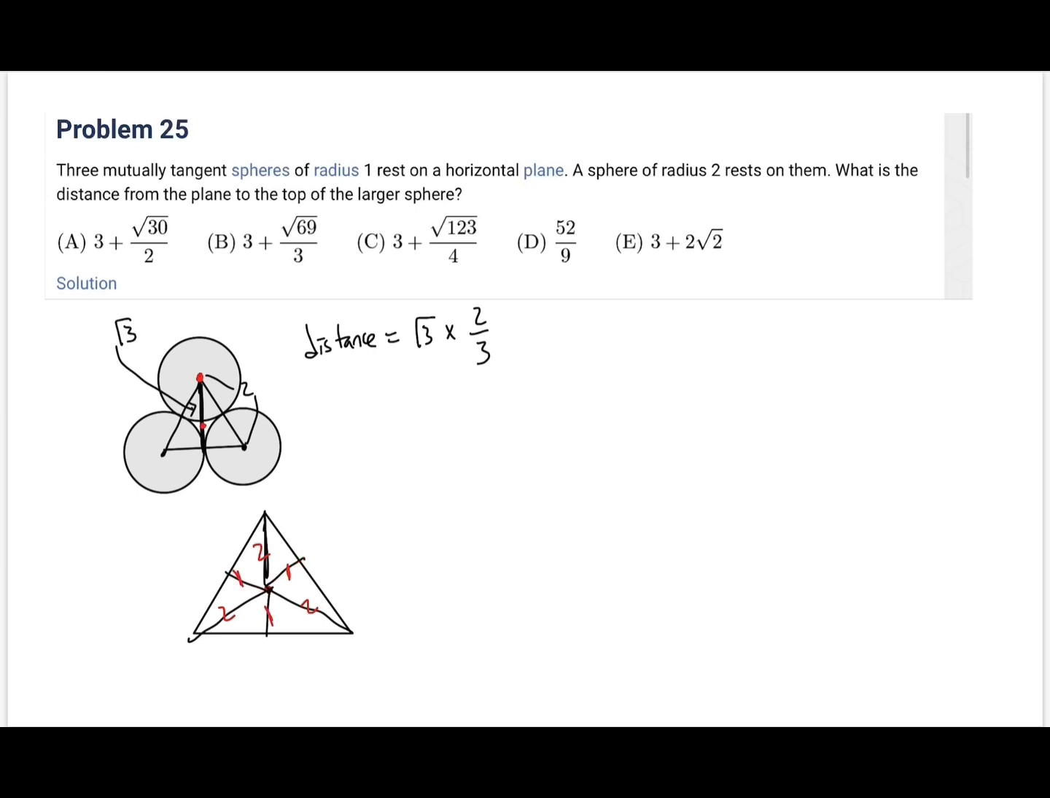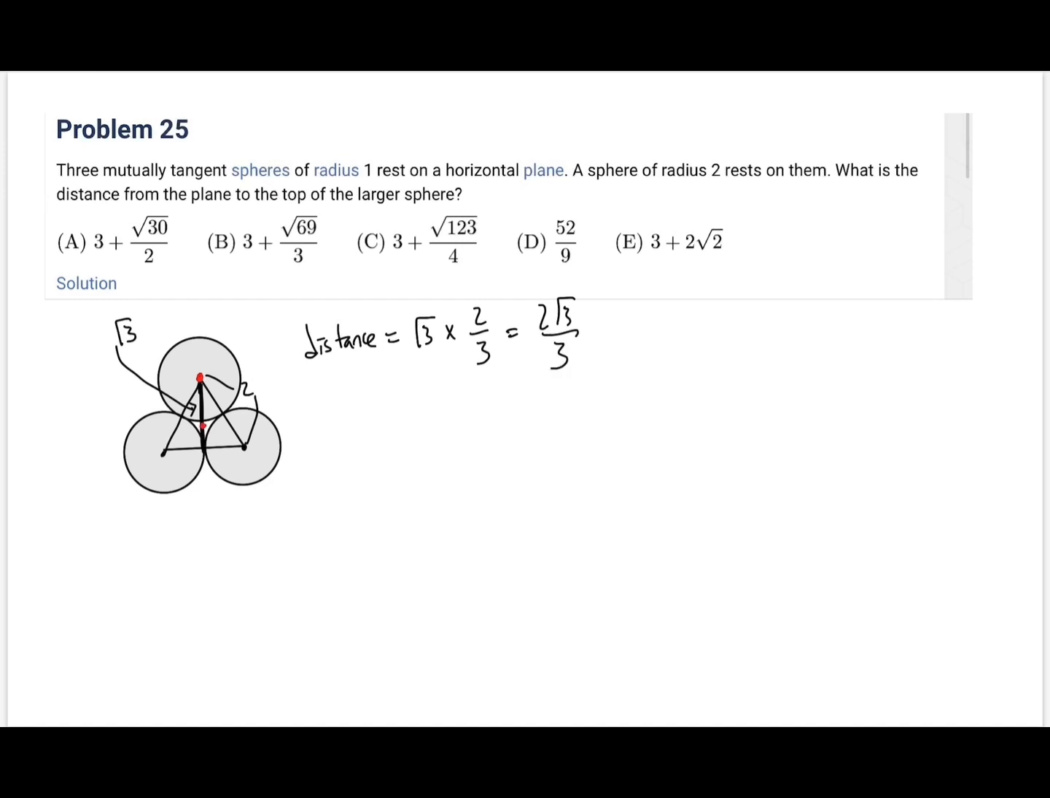And so since this is one straight line, we can say that the ratio of this length to this length is always 2 to 1. And so by that, we can say that this length is 2/3 of this whole line. So that's why we get root 3 times 2 over 3. So this is 2 root 3 over 3.